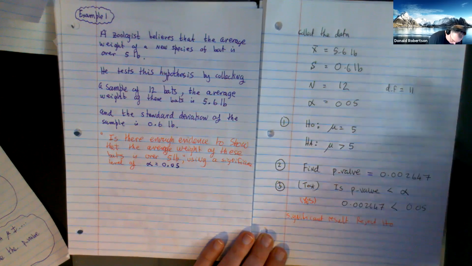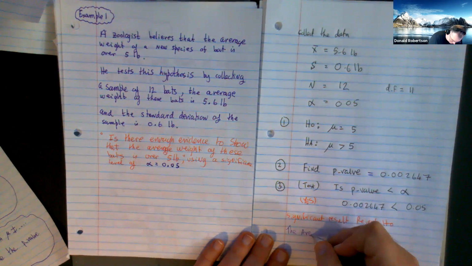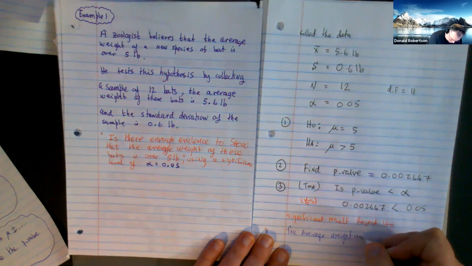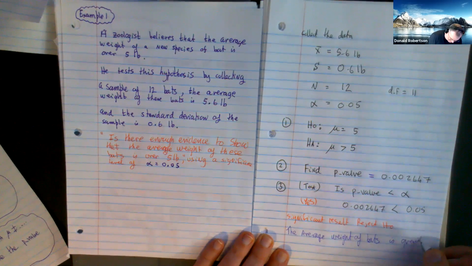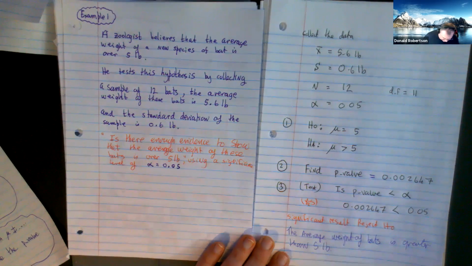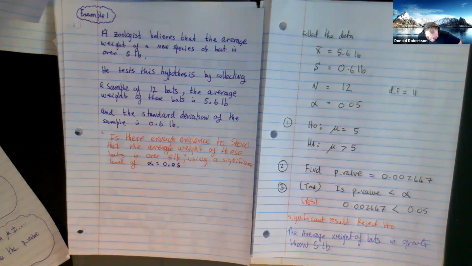In English, we would say something like this. The average weight of bats is greater than 5 pounds. So we would say we found a significant result that the average weight of bats is greater than 5 pounds. So we've actually proved what we're hoping to prove, that this new species of bat do weigh on average more than 5 pounds.